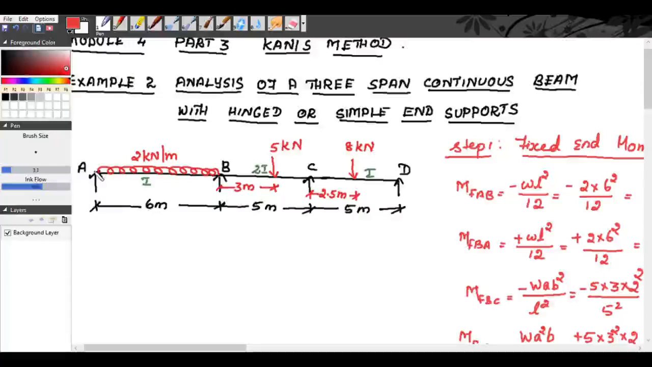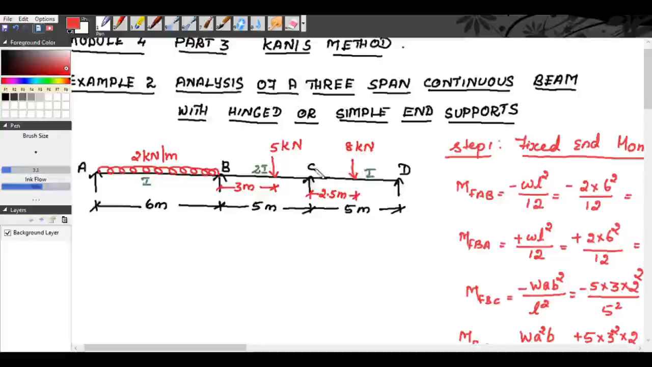So here the extreme supports A and D are simple supports. So the moment at A should be released to joint B, and the moment of DC should be released to joint C. So since A and D are simple supports, we know the moment at A will be equal to 0, and the moment at D will be equal to 0.